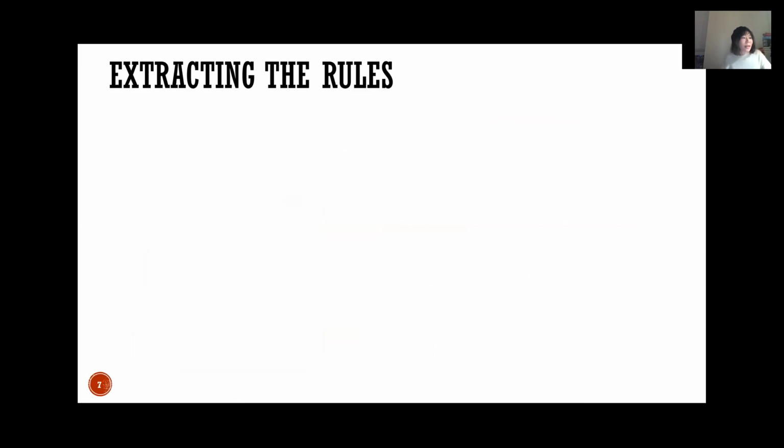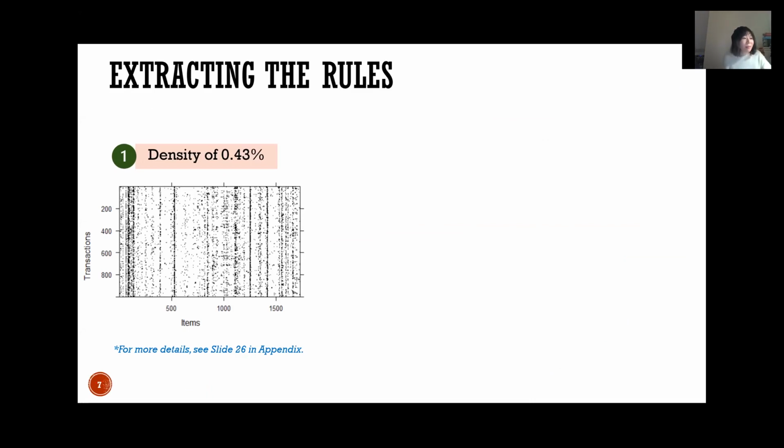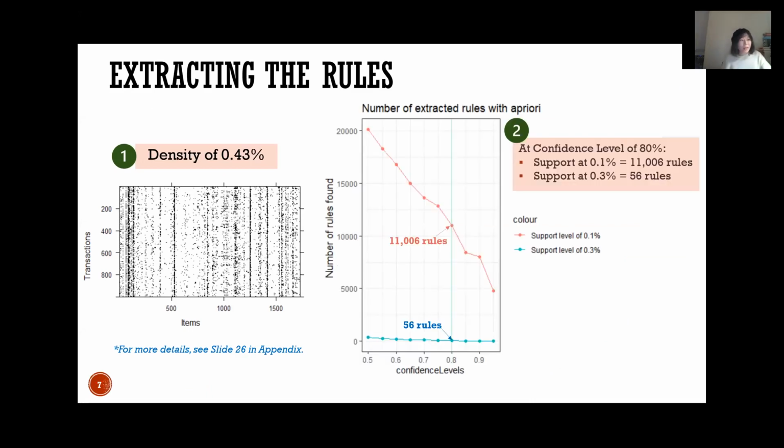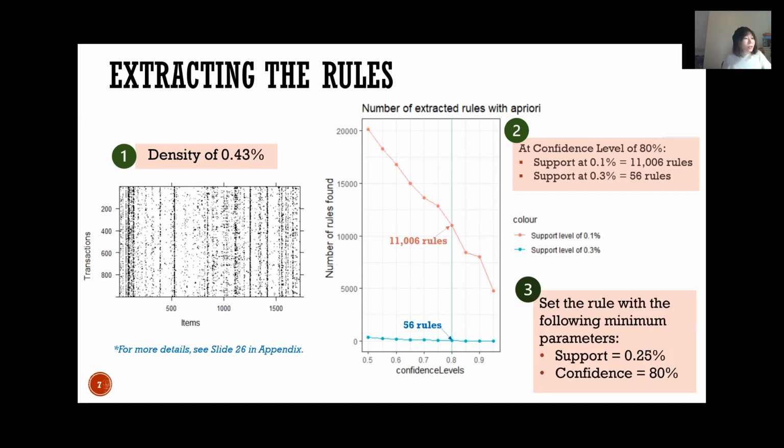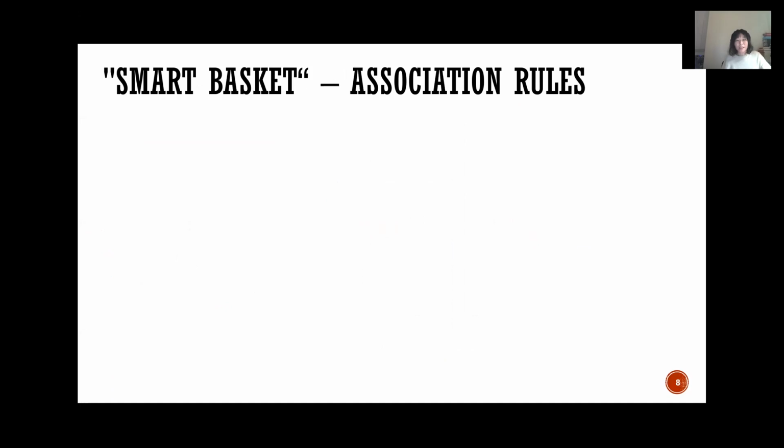How did I extract 194 rules for Smart Basket? In step 1, I plotted the density map with 0.43% density. In step 2, I plotted the line graph that showed the number of rules that could be generated on the varying degree of support and confidence. In step 3, based on the ranging number of rules between 0.1% and 0.3% support levels, I determined the optimal number of rules with 0.25% support value and 80% confidence that generated 248 rules, which were further reduced to 194 rules by removing the redundancy.